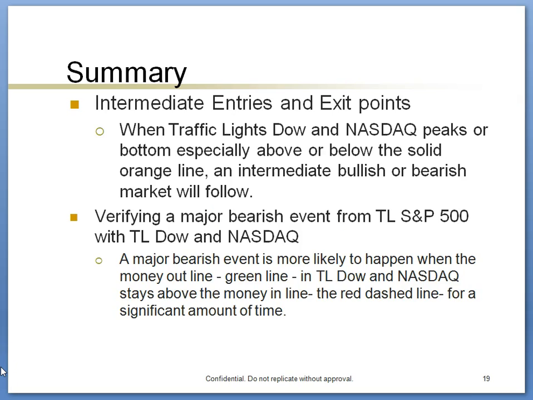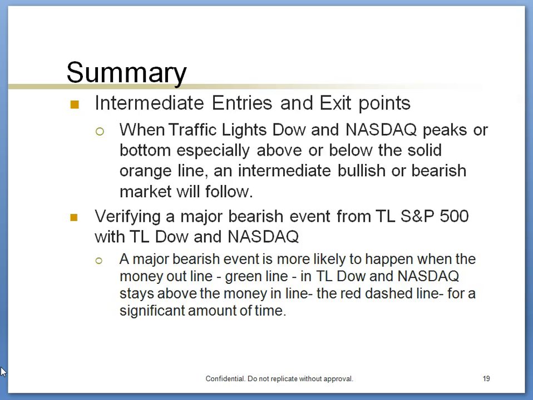In summary, we talked about the intermediate entry and exit points using the traffic light Dow and NASDAQ. When traffic light Dow and NASDAQ peak or bottom, especially above or below the solid orange line, an intermediate bullish or bearish market will follow.